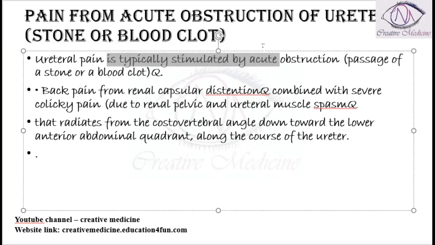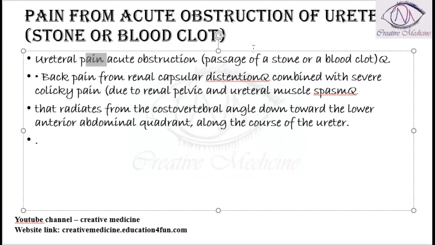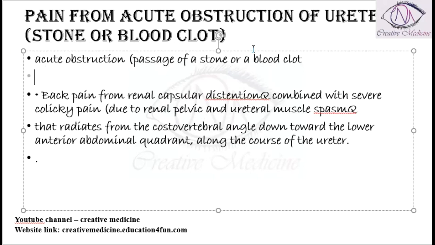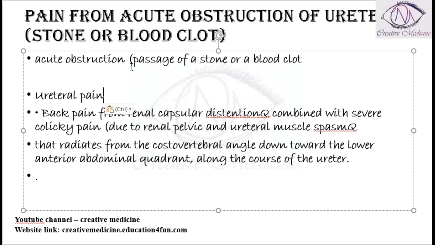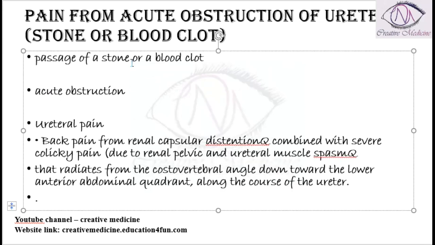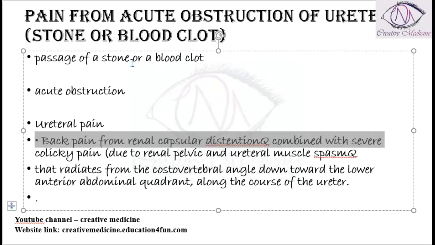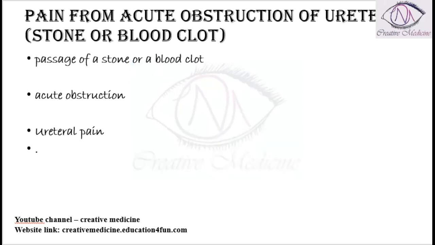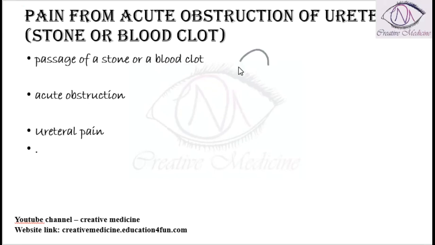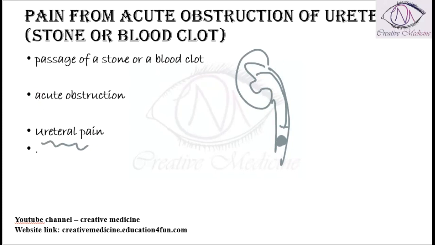Whatever the reason is, whenever there is acute obstruction, it can be due to anything. It can be due to a stone. When the stone which is present in the renal pelvis passes through the ureter, it results in acute obstruction, or it can be due to a blood clot. Whenever this results in acute obstruction, it will cause pain. So from the renal pelvis, when the stone passes into the ureter, it is obstructed, and this acute obstruction will result in ureteral pain.